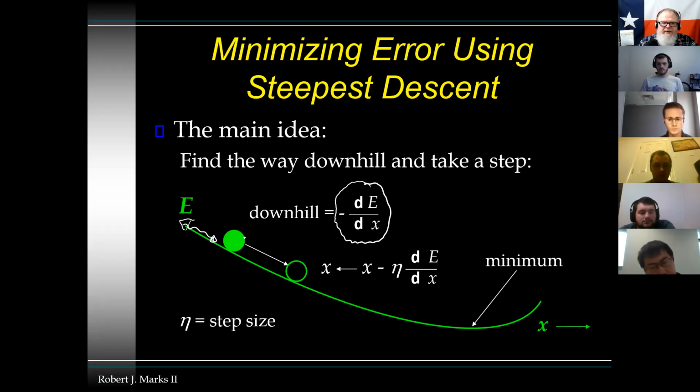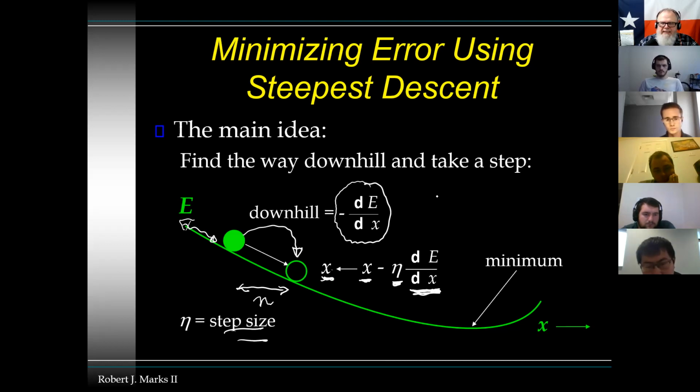Because the negative of the derivative tells us how to get downhill. That points in the proper direction. Then we have to do something. We have to choose a step size. Once we determine downhill, we would like to choose the step size. And that step size is referred to as eta. And so the new value of x is equal to the old value of x minus the step size, if you want to take a little step or a big step, times the direction of downhill as measured by the error function.